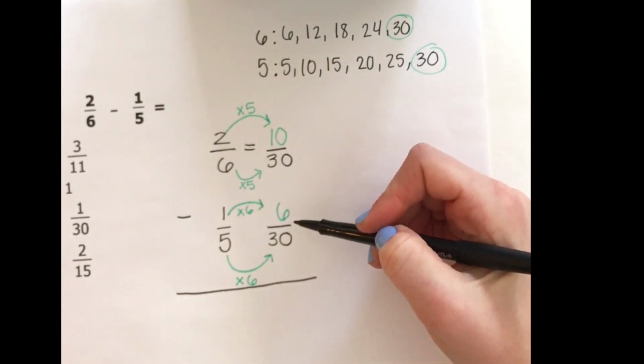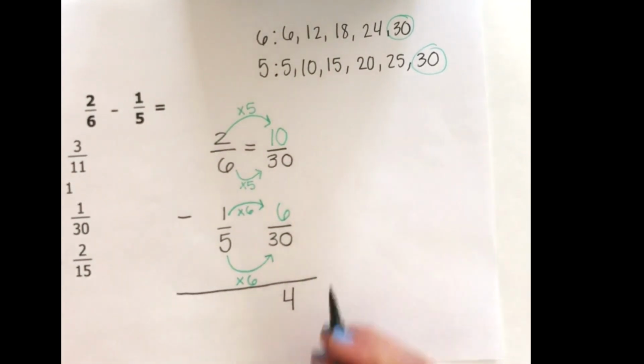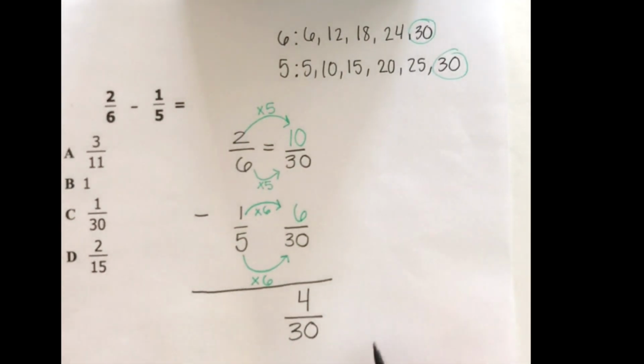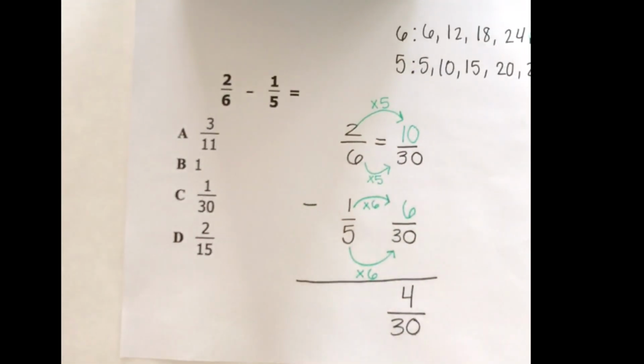10 minus 6 is 4. And our denominator always stays the same. We never subtract or add that, so we're still over 30. So our answer is 4/30. But if you look over here at our choices, I don't see that, because 4/30 is not in simplest form. So what we're going to have to do is break it down, reduce, or simplify our fraction.